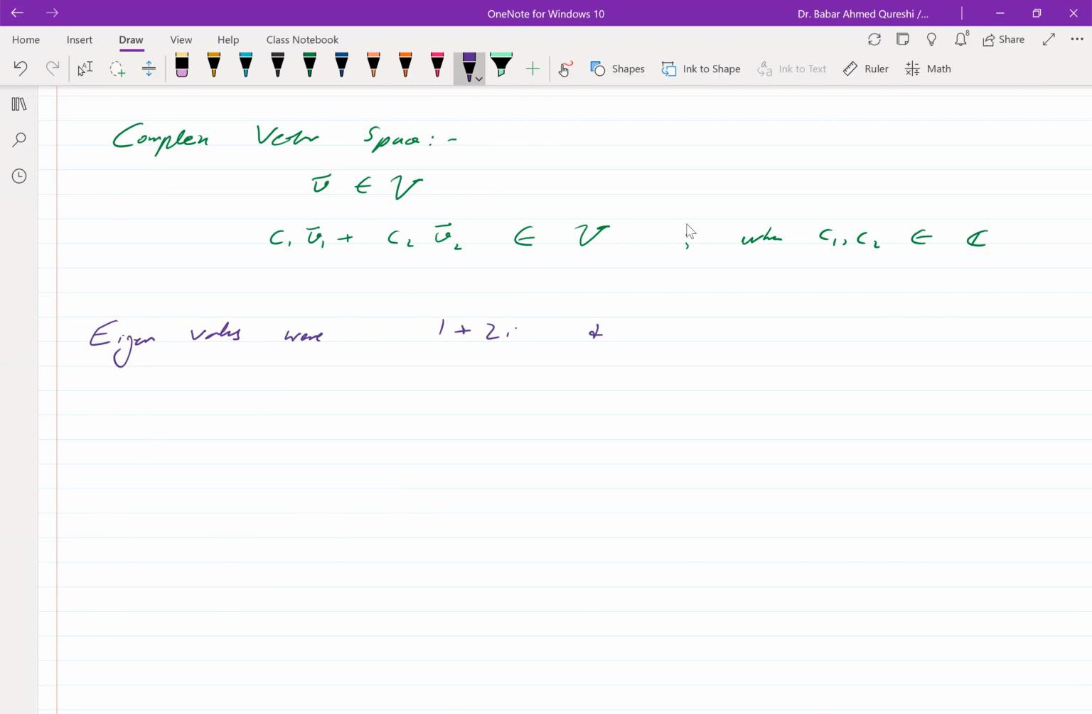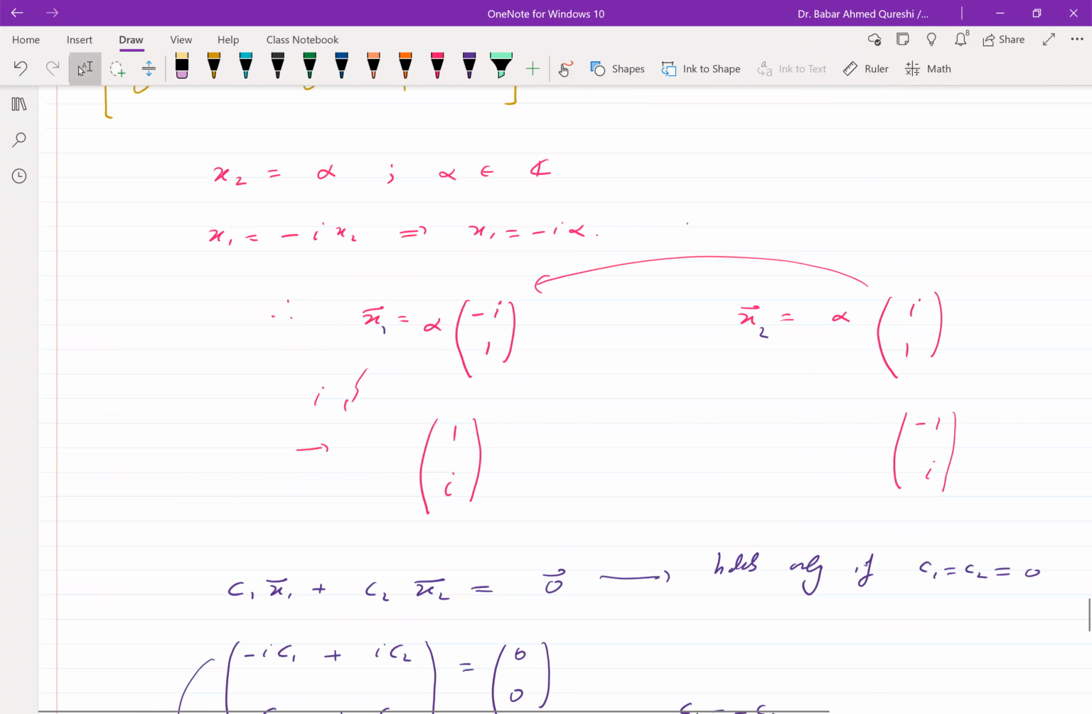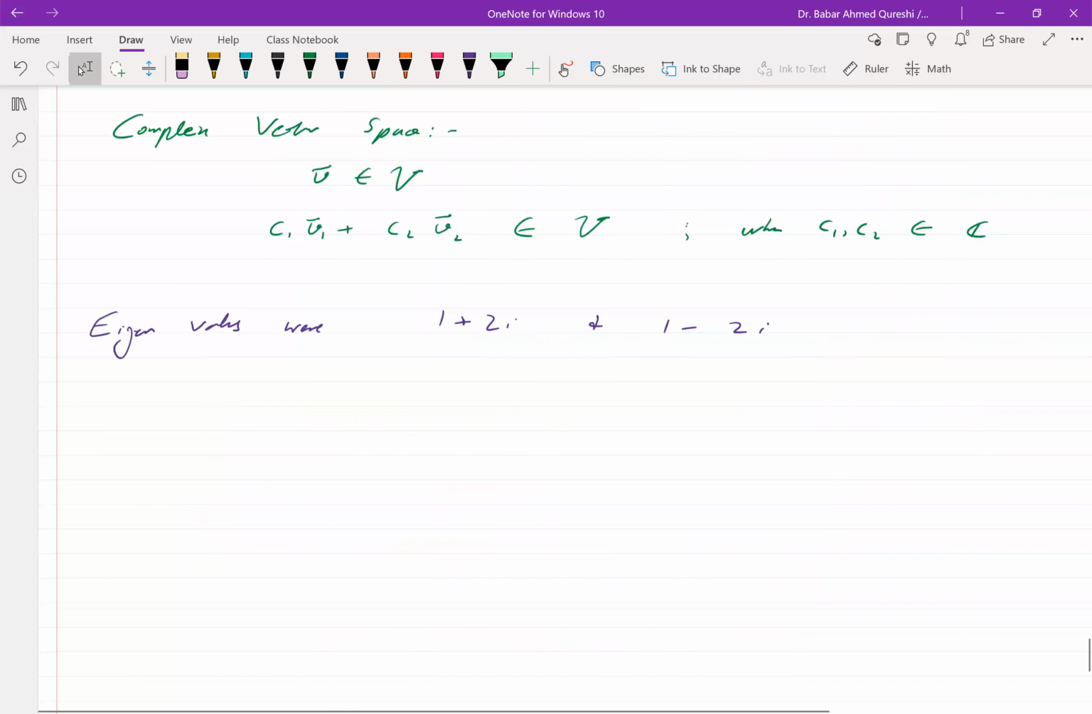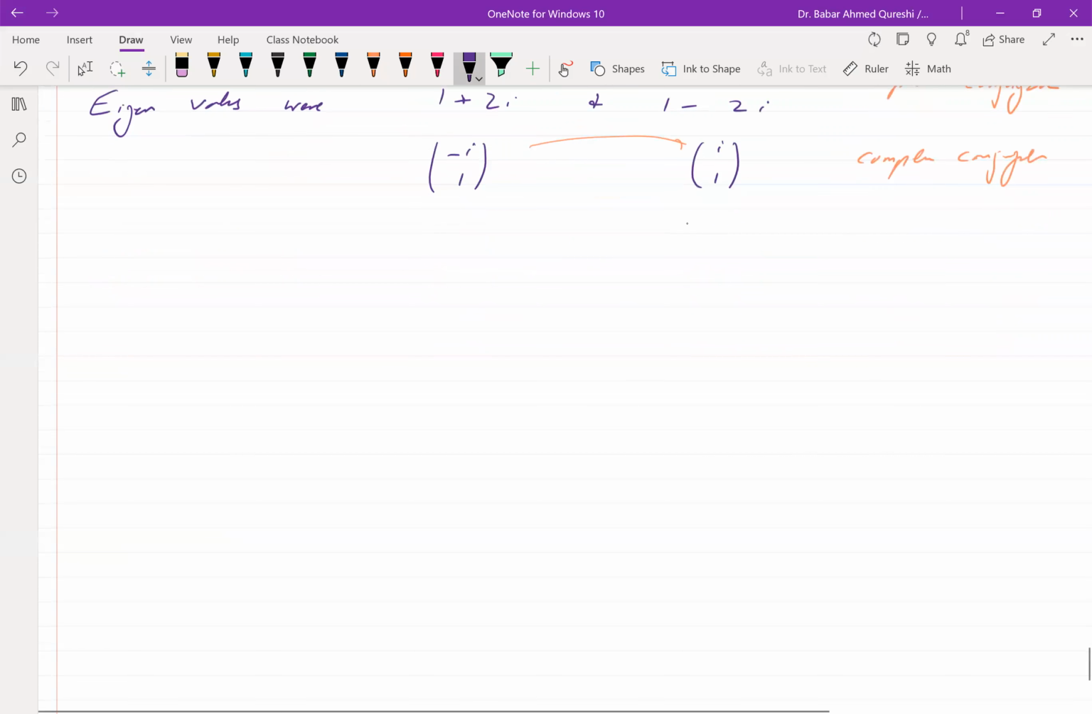1 plus 2 iota and 1 minus 2 iota, and corresponding generators of eigenspaces were minus iota 1 and iota 1. So you can see what's happening over here. This guy is complex conjugate of the other, and this guy is complex conjugate of the other. So you have two complex eigenvalues, but each one of them is a complex conjugate of the other. Similarly, you have two complex eigenvectors, but each one of them is a complex conjugate of the other. This happens in general. Why does this happen?